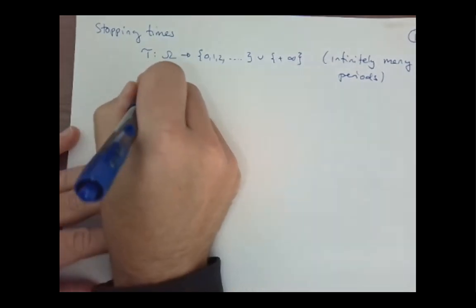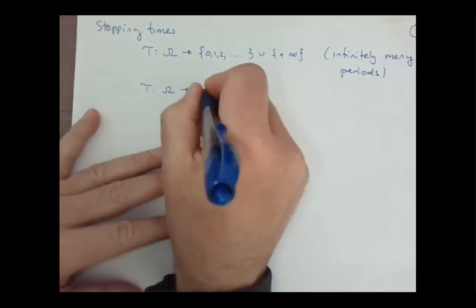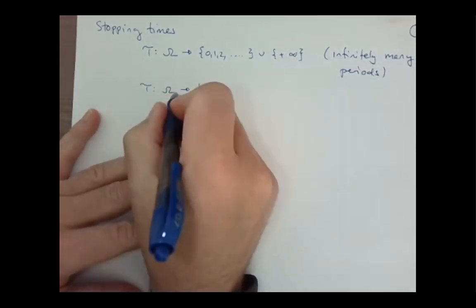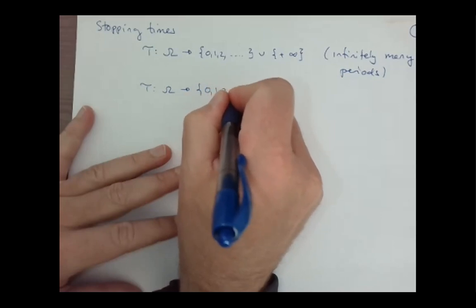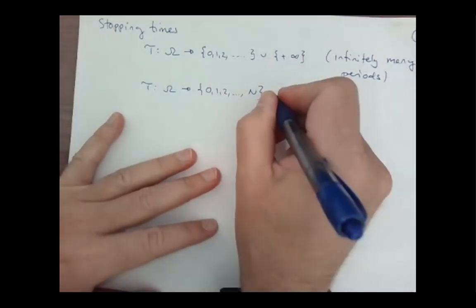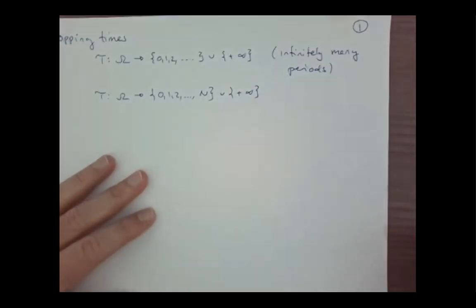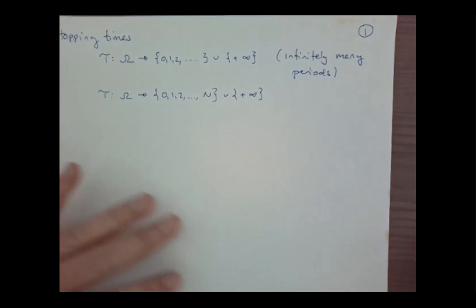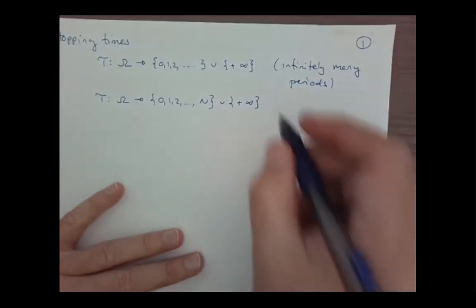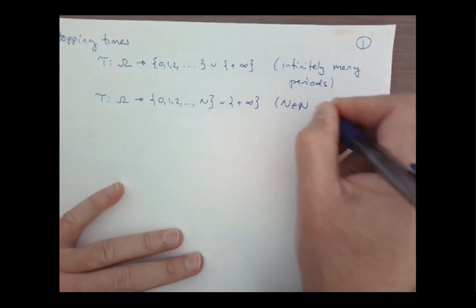If there are only finitely many periods, you'll go from omega and take values in those time points, but you'll still have the possibility of being plus infinity with a positive probability. So this here is when there are n periods. Right, so n here is a natural number.